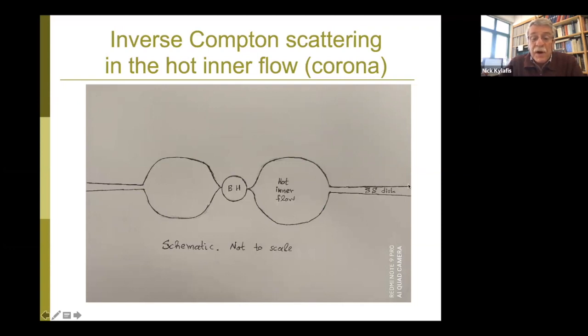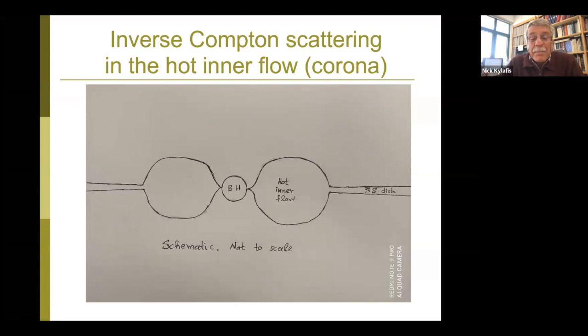And the outer part is a thin disk, the inner part of which provides electrons, provides soft photons that go into the hot medium, get comptonized, and out comes the power law spectrum. So nothing wrong with this picture, nothing wrong.